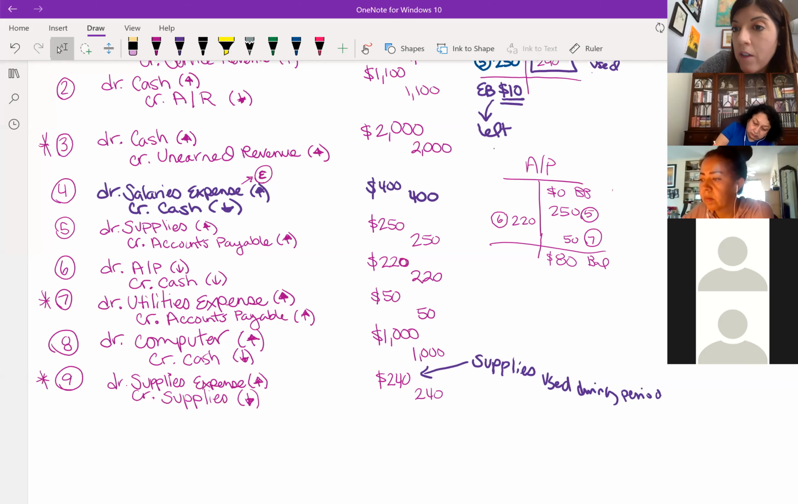These are tough. You haven't done the homework yet. You haven't practiced journal entries except for in class, last class. And the more that you do journal entries, the more familiar you'll become and the less scary they'll be.